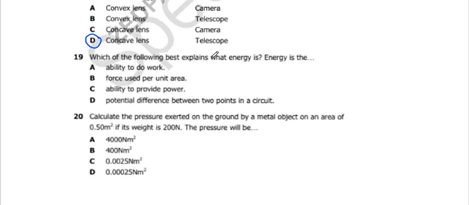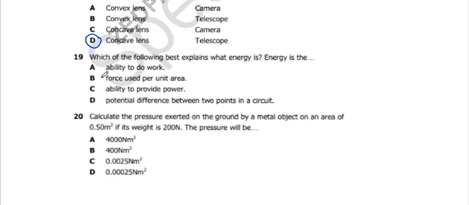Question 19. Which of the following best describes or explains what energy is? A. Energy is the ability to do work. B. Force, a force used per unit area. C. Ability to provide power. And D. Potential difference between two points in a circuit.